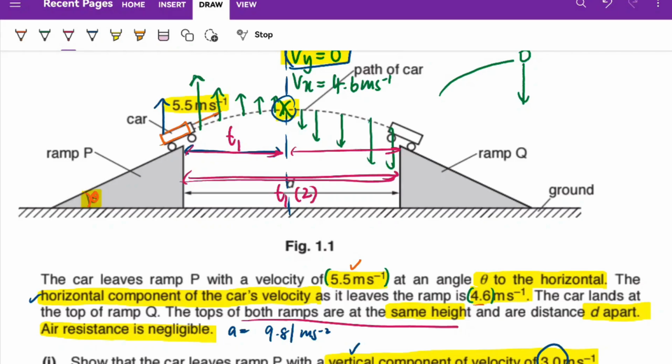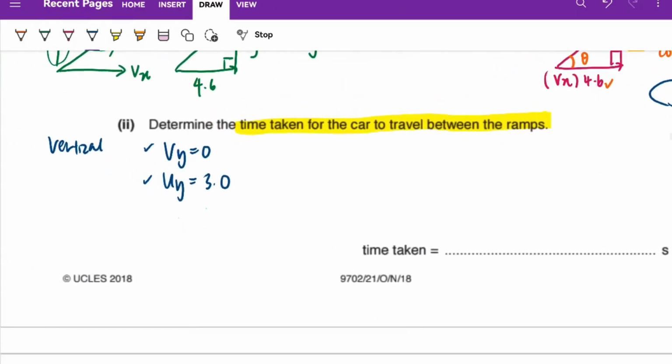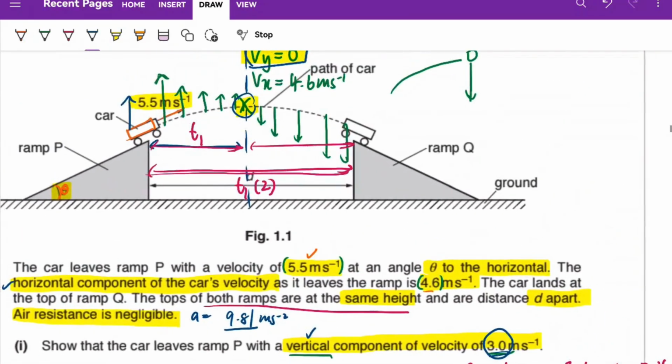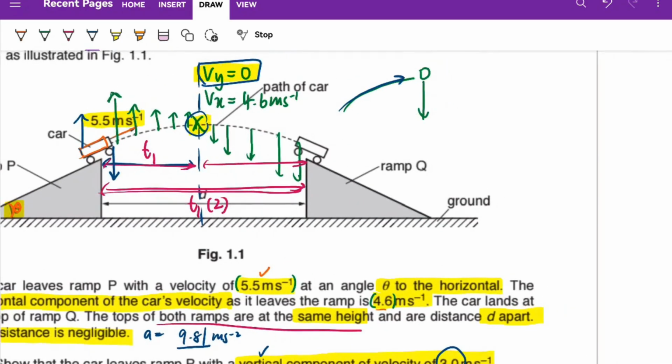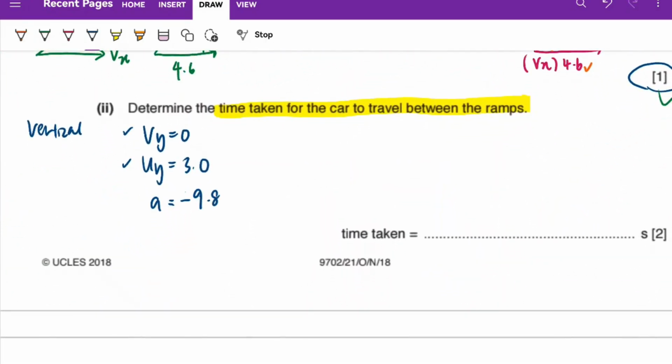Because with the information that is provided to us, this is how we can calculate it. What is our A? Our A is 9.81. But as the car leaves the ramp, the acceleration is acting downwards. Am I right? Like the ball, the acceleration is acting downwards. Therefore, it should be negative 9.81 meter per second square.